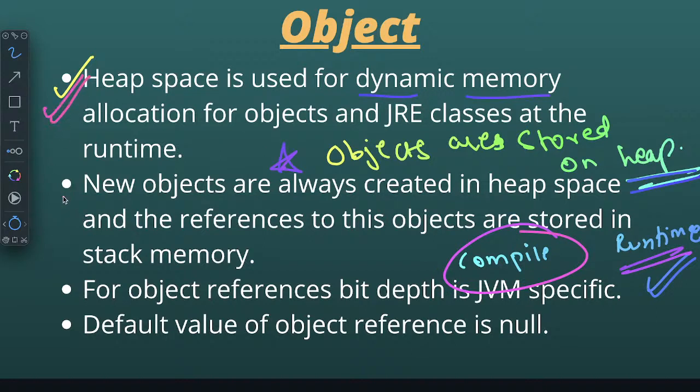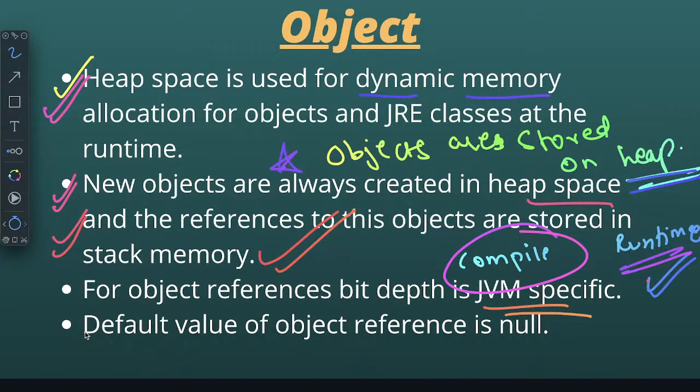Now the second point says that new objects are always created in the heap space, which we already discussed, and the references to these objects are stored in the stack memory. I know this point is not at all clear at this moment, but when we have a visual representation of how memory allocation takes place, we'll get a clear idea. The next point says that object reference size is JVM specific, which we already discussed in our previous session, that is why object size is not predefined like int and other values.